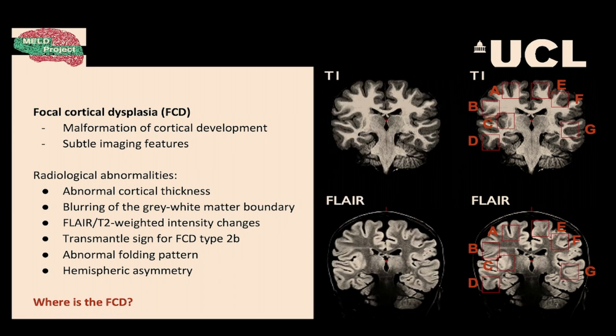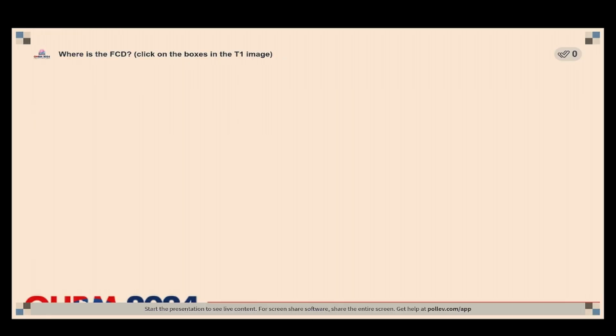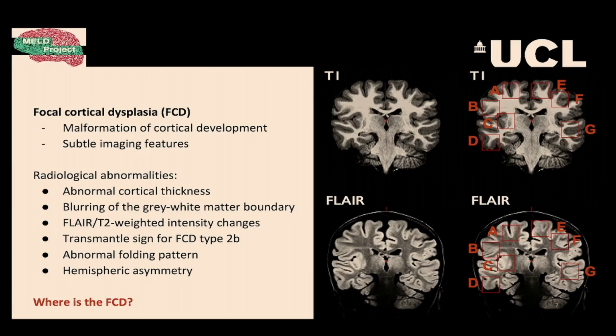So we will hopefully do a poll. Is this going to work? Otherwise, we'll just do by hands. No, okay, we're going to do by hands. Okay, so I've got some boxes there. We've got A, B, C, D, E, F, G. So I'm going to just go slowly through the letters, and I want hands for where you think the lesion is. I'll give you another few seconds to have a think.